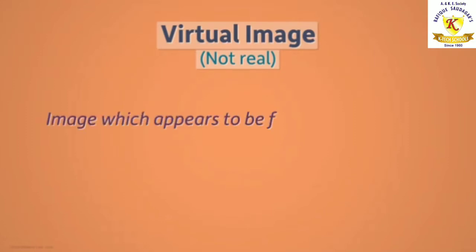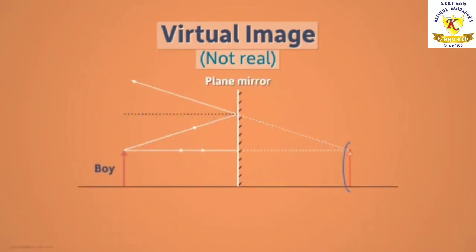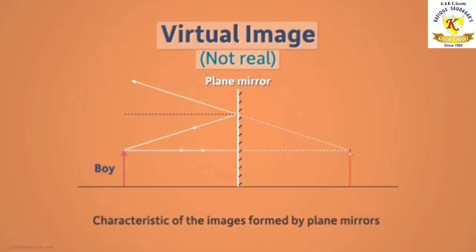So we say that the image formed here is virtual, not real. It is an image which appears to be formed in a position somewhere behind the mirror. A virtual image is formed when the light rays diverge after the reflection from the mirror. Every plane mirror forms a virtual image. This is the first characteristic of the images formed by the plane mirror. Images formed by the plane mirrors are virtual and not real.